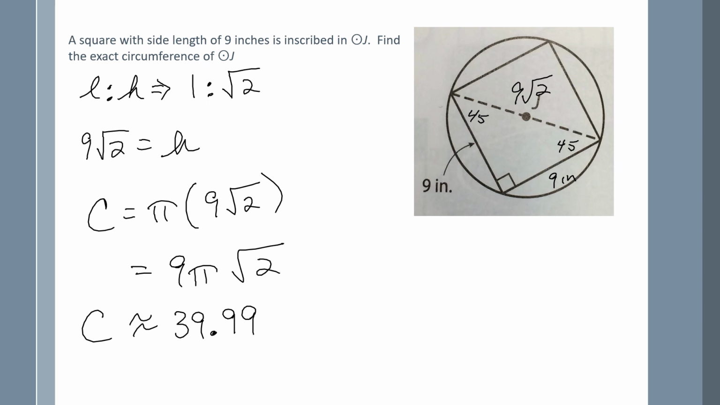So this is an exact value, 9 pi square root of 2, because otherwise we're going to end up with a bunch of decimal values and pi's involved, so it goes on forever. But for our sake, at this point, we're going to round it to the nearest hundredth and just say 39.99 is our circumference.